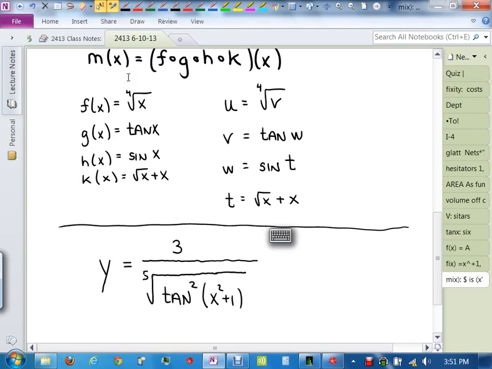3 over G. G is fifth root of H. H is J squared. J is tan K. K is M plus 1. Yeah, that'll work. You went even further.